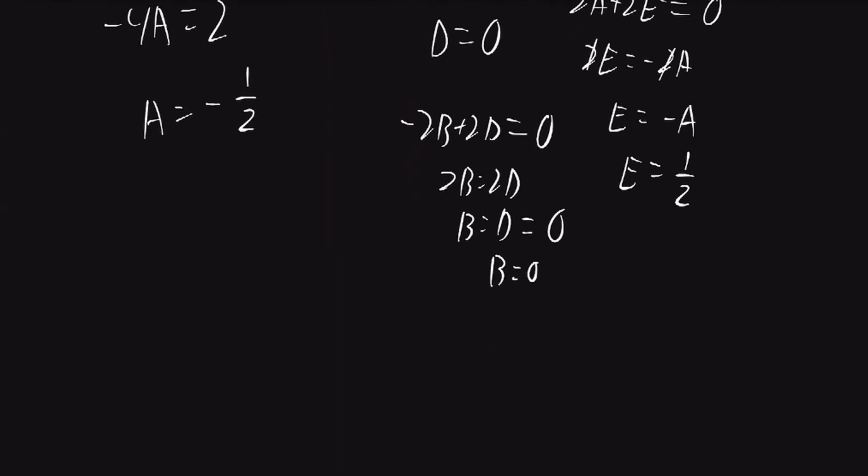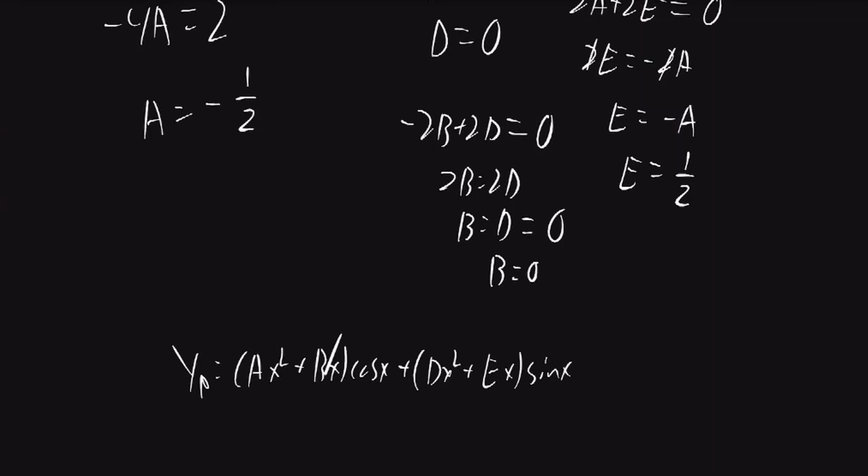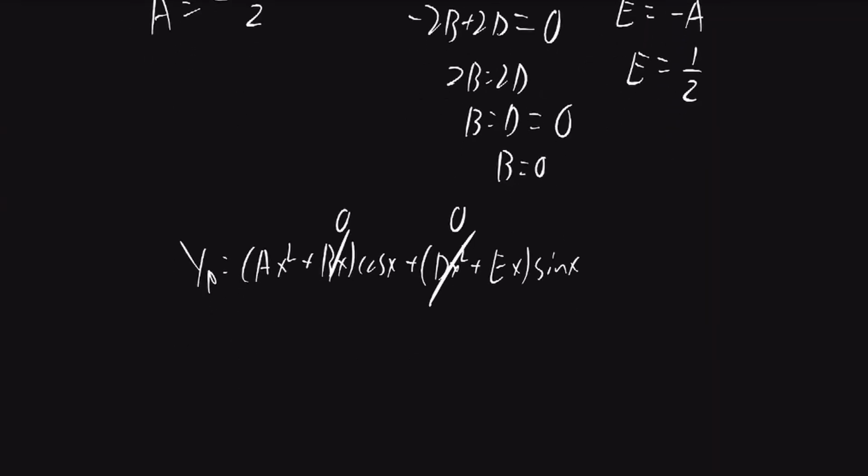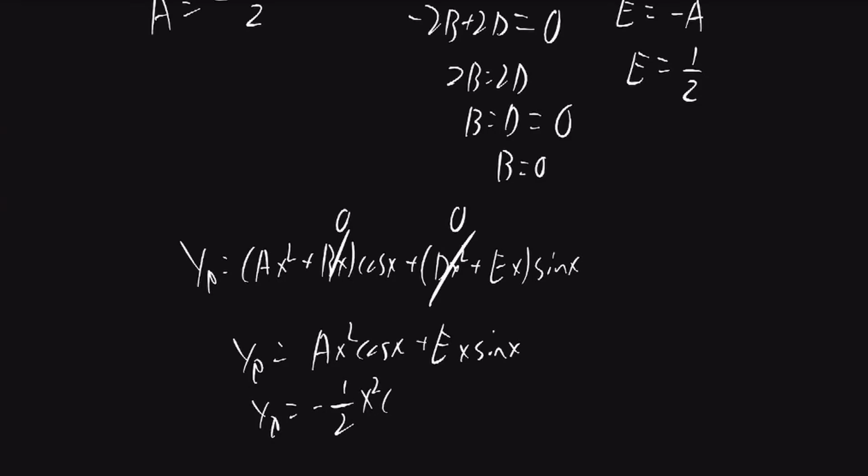Now that we have all our coefficients, I'll write yp again. Yp was equal to a times x squared plus b times x times cosine x plus d times x squared plus e times x times sine x. B was 0, so the bx term will cancel. D was 0, so this dx squared term will cancel. We'll be left with ax squared times cosine x plus ex times sine x. So yp is going to be equal to negative 1/2 times x squared times cosine x plus 1/2 times x times sine x.